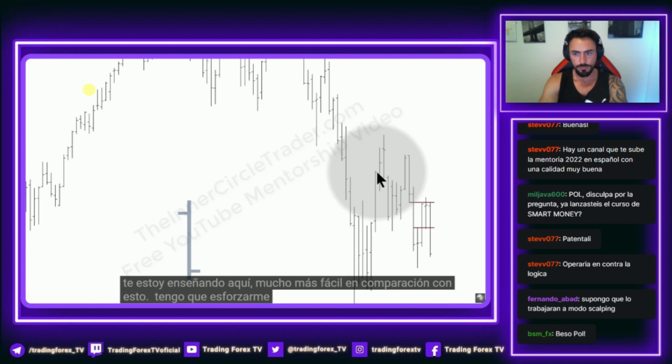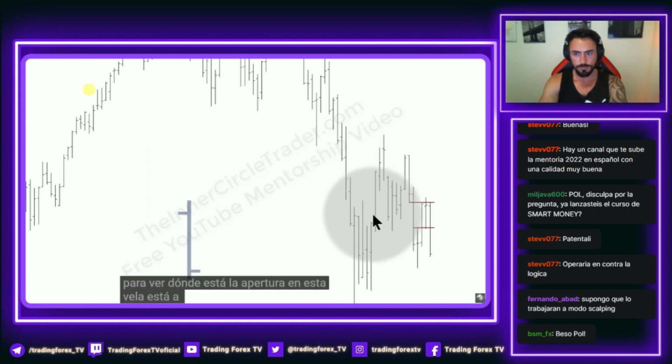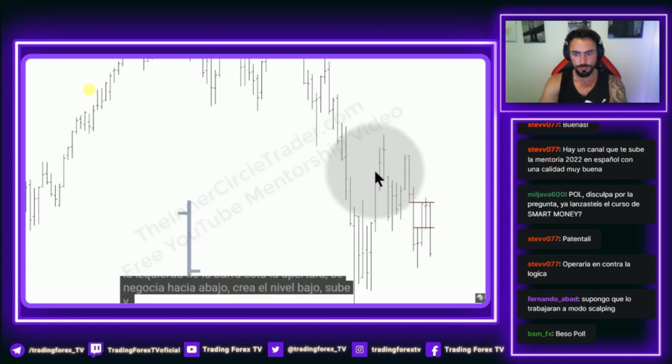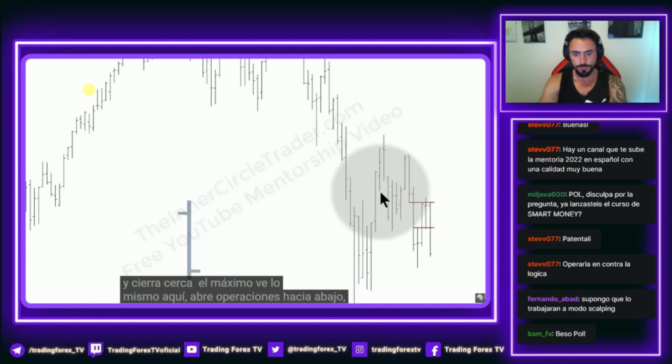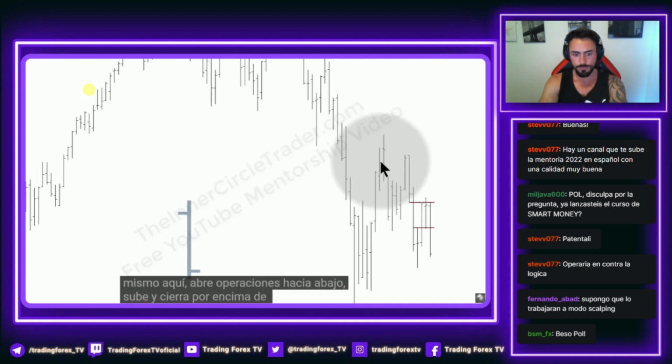You have to strain to see where the opening is on this candle. Is it to the left of the candle, or not, it's not even a candle, it's the bar. So to the left of the bar is the open. It trades down, creates the low, rallies up and closes near the high. You see that? Same thing here. It opens, trades down, goes up and closes above the opening, but in the upper portion of the daily range.